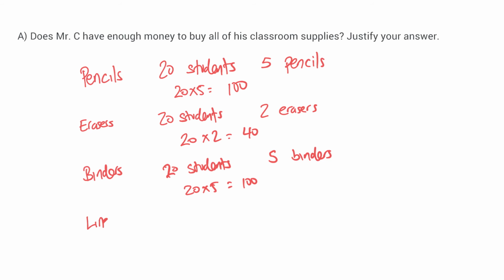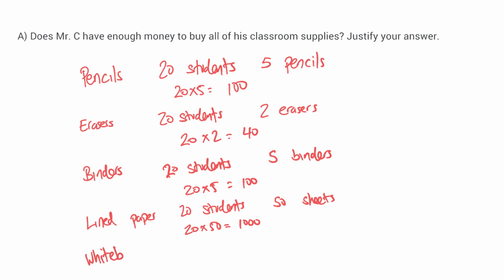Paper, lined paper. So there's 20 students and 50 sheets each. So that would be 20 times 50 for 1,000. Whiteboard markers. So if you recall, this was the tricky one. Whiteboard markers. So there's 20 students, and they need 1 marker each. So that's 20 times 1 equals 20. But it said Mr. C needed 8. So we need to add 8 for Mr. C for a grand total of 28.